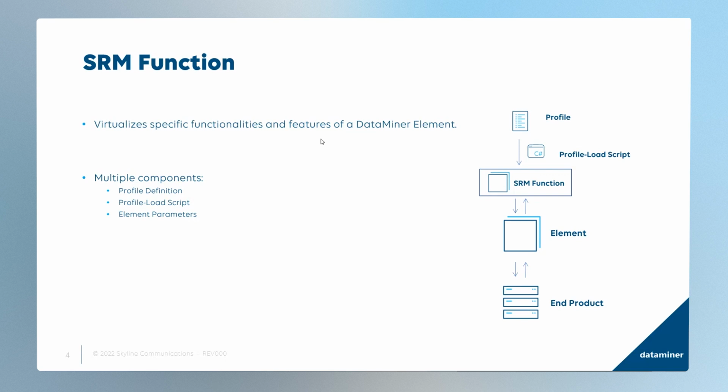On the right side of the slide, you may observe a diagram that represents all the required components and how they interact with each other to have an SRM function working properly. Once a profile instance is selected, a profile load script can be triggered in order to apply such configuration on a given SRM function. This function element would interface with a DataMiner element, which in turn would communicate with a product to reflect the profile configuration.